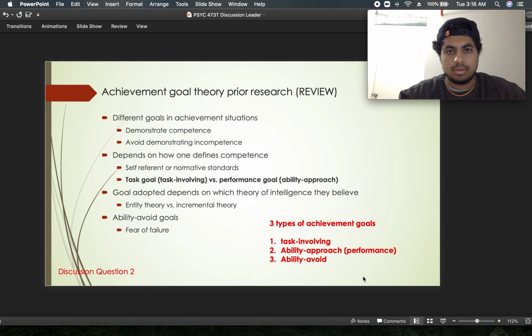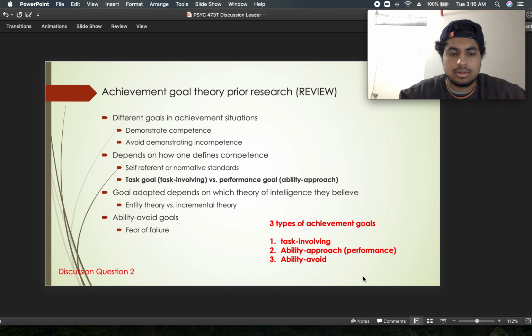And the goal a person adopts depends on how a person defines competence. So some people define competence from more of a self-referential standpoint, where they kind of are competing with themselves and want to improve upon what they were before and keep improving till they kind of reach a mastery point. And other people define competence through normative standards, which is comparing yourself amongst others and wanting to outperform others, and that will make one feel competent.